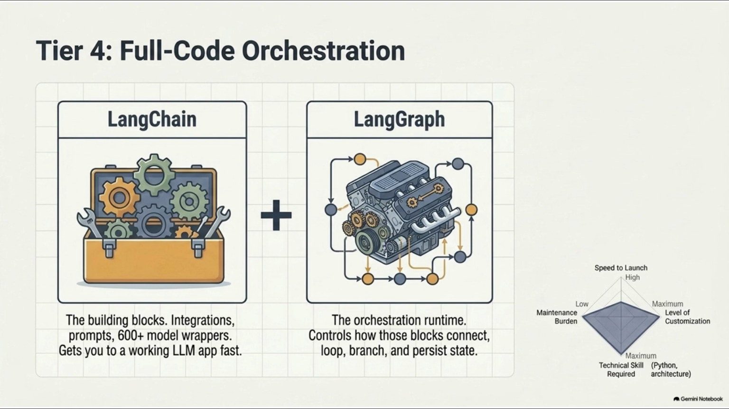LangGraph is the orchestration engine that sits underneath. It controls how all those pieces connect, loop, branch, and hold their state as the agent runs. A quick myth buster. LangChain and LangGraph are not competitors. Same company, designed to be used together. LangChain is the parts. LangGraph is the assembly line that runs them.